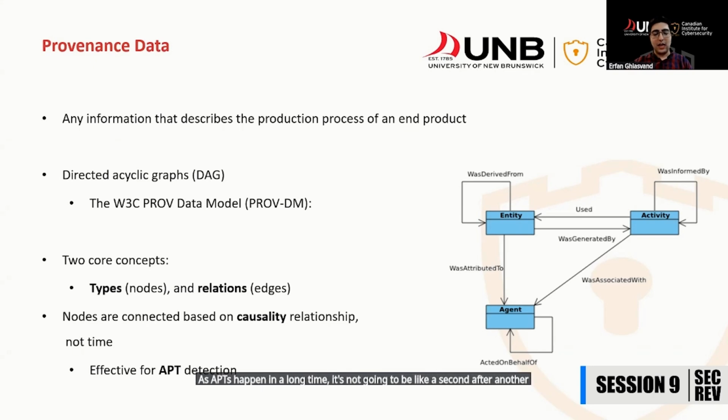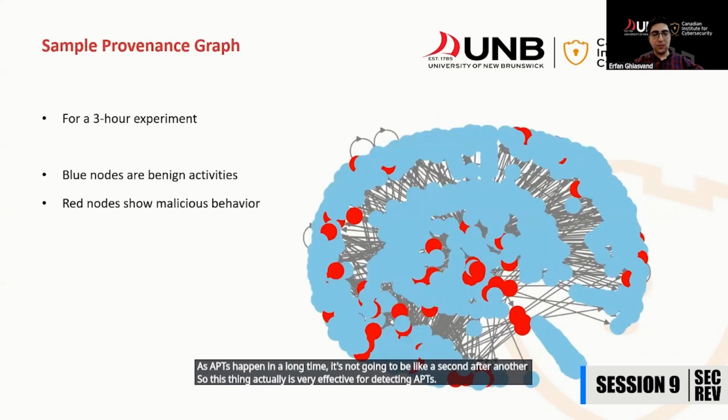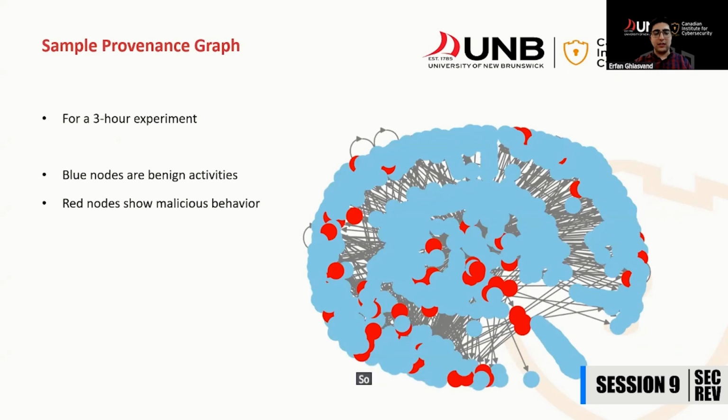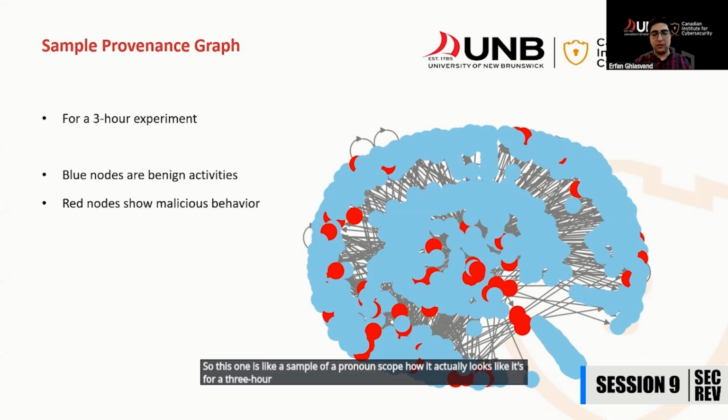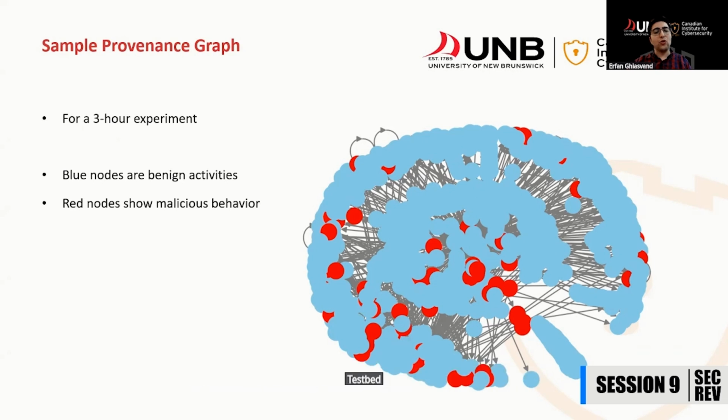So this thing actually is very effective for detecting APTs. This one is a sample of a provenance graph, how it actually looks. It's for a 3-hour experiment. You can see we do have a lot of nodes here. Blue nodes represent the benign activities of our network, our testbed, and the red nodes show malicious behaviors.